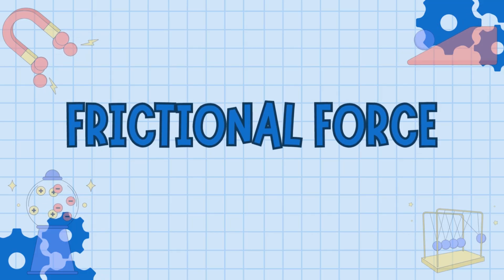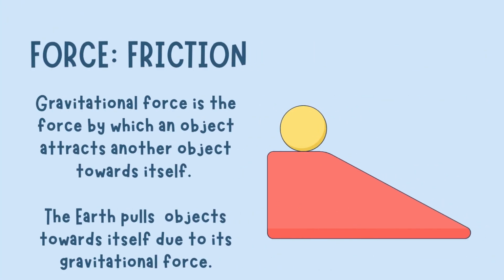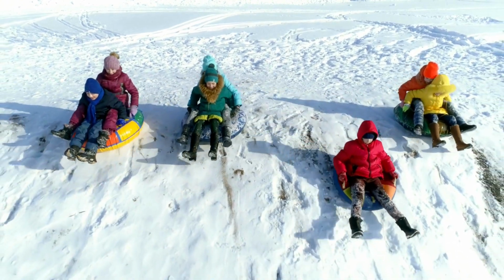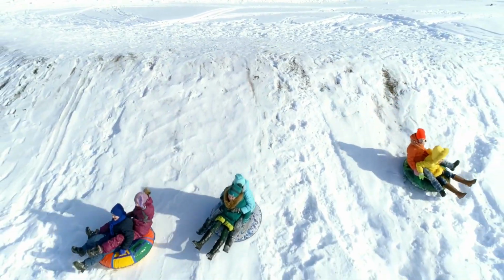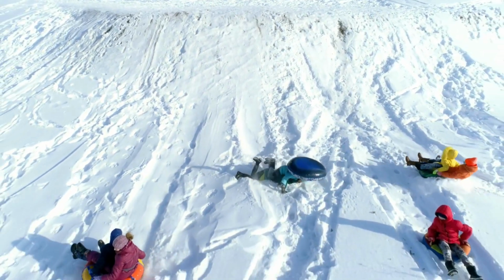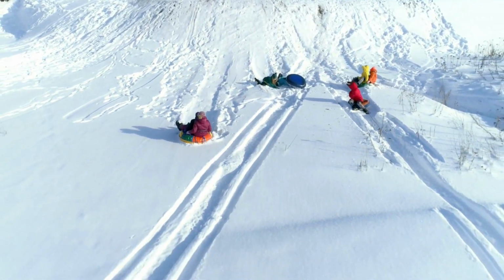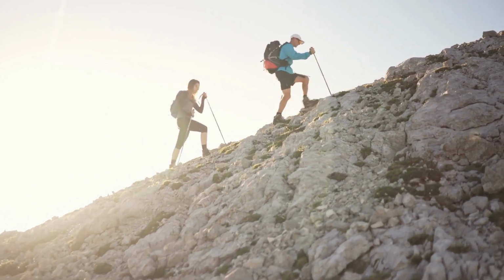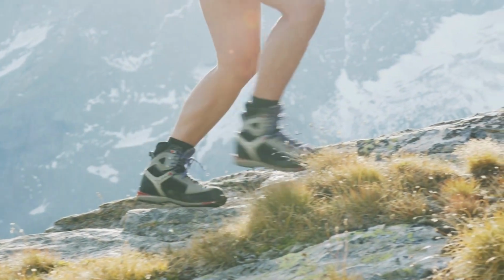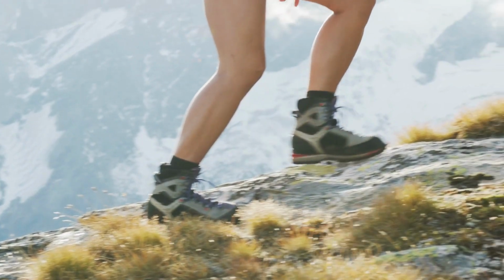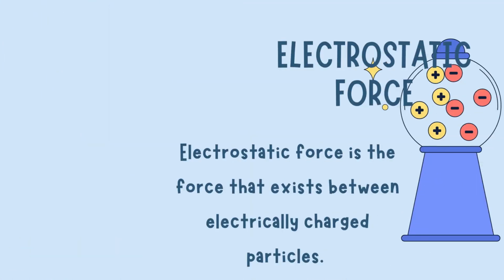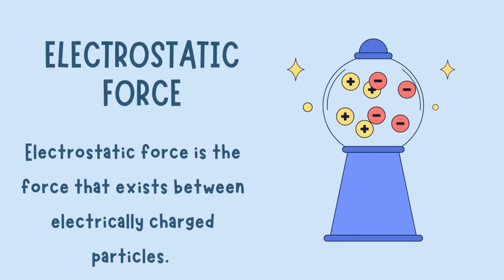Friction, on the other hand, is the force that opposes motion when two surfaces rub against each other. It's what slows down a rolling ball, or makes your brakes work when you stop a bike. Imagine sledding down a snowy hill. If there was no friction, you would keep sliding forever. But friction helps us control and stop objects in motion. Sometimes friction can also be helpful. It's what allows us to walk without slipping and gives our shoes grip on different surfaces. Let's briefly mention electrostatic force, which is the force that exists between electrically charged particles.